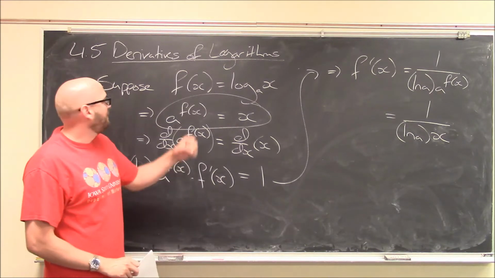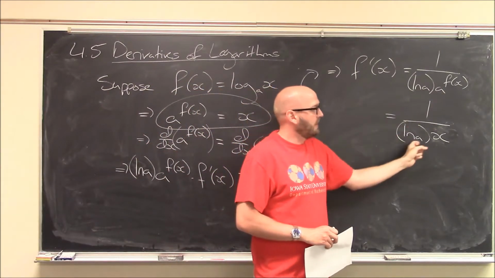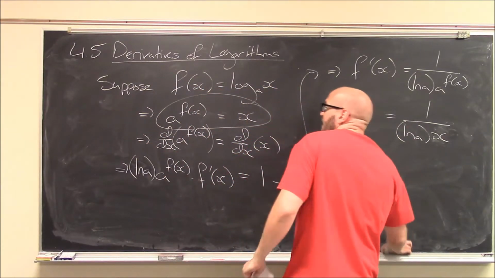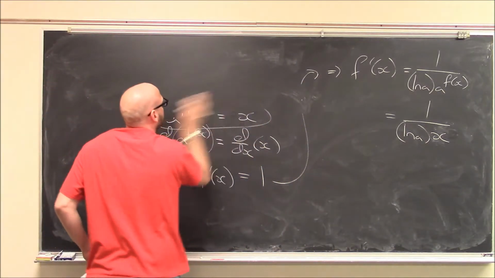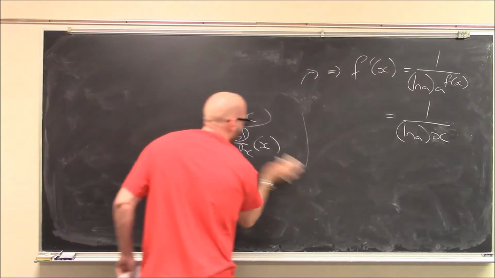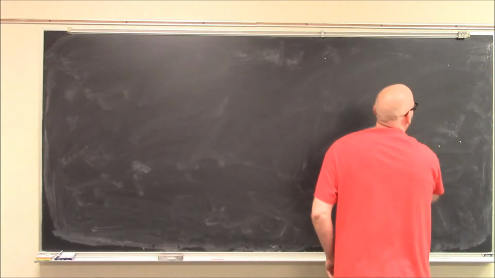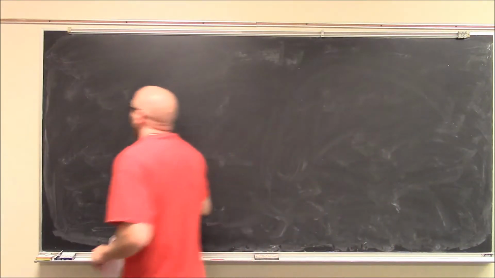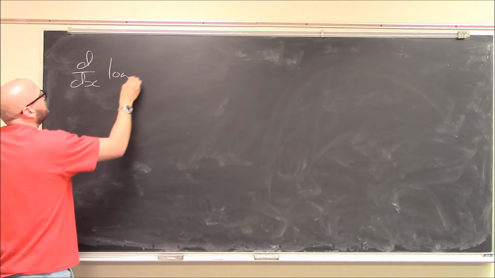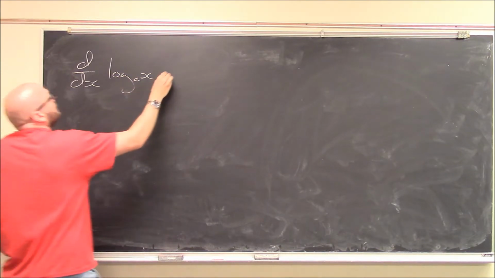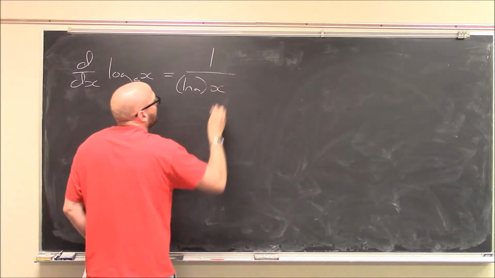Awesome, so there's the derivative. We found it. If f of x is log to the base a of x, the derivative, f prime of x, is 1 over ln of a times x. So I'll write this concisely. The derivative of log to the base a of x is 1 over ln of a times x.